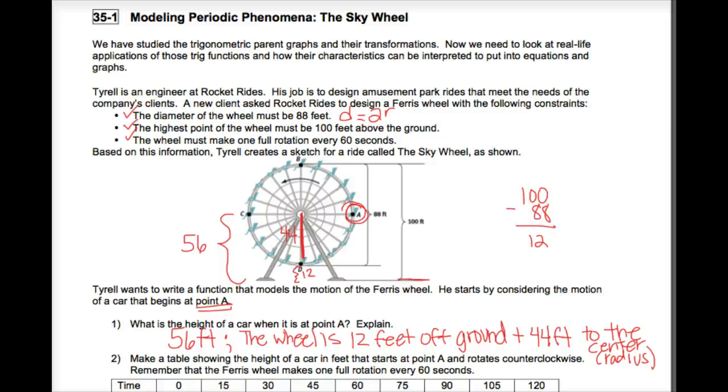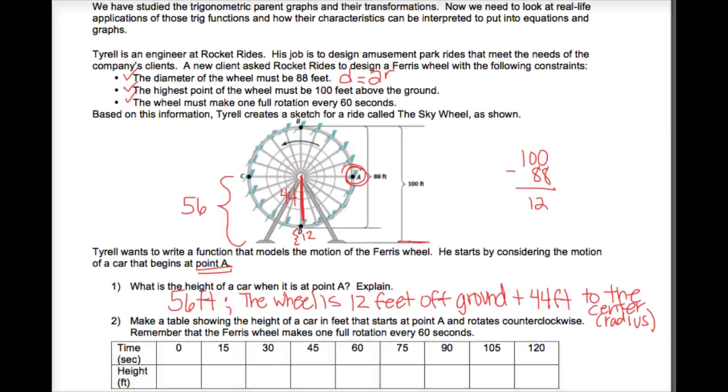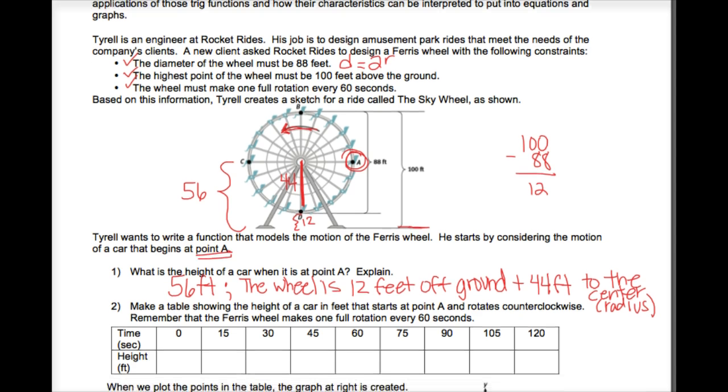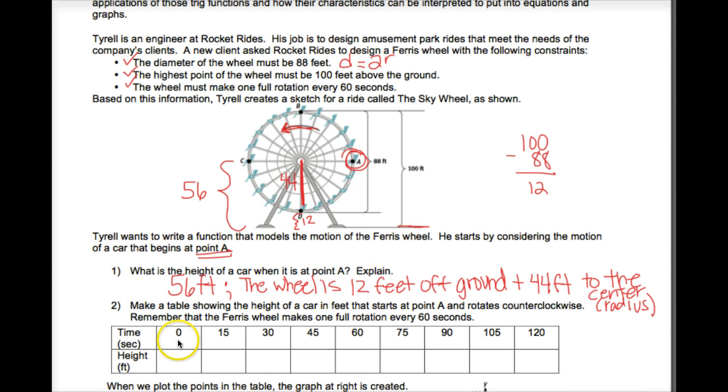All right, so now in step 2, we're going to make a table showing the height of the car in feet when it's starting at point A and rotates counterclockwise. Notice they've got an arrow here indicating that we're rotating in that direction, so counterclockwise. When time is 0, that's before the ride starts going, so that one is going to be at 56 feet. Remember that the Ferris wheel makes one full rotation every 60 seconds. So when we get to 60 seconds, we should be back where we started at 56 feet.